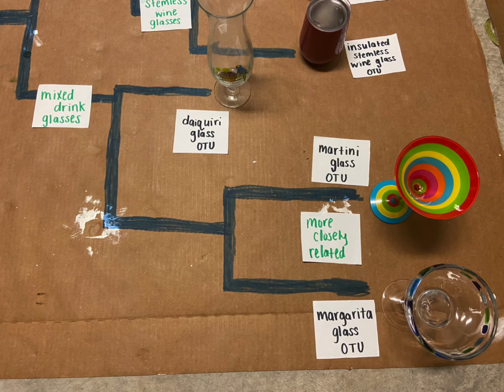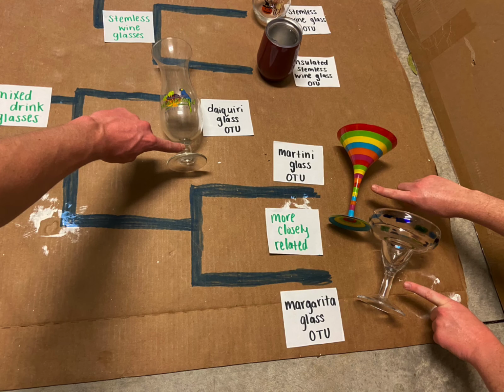Finally, looking at the branch that leads to the three mixed drink glasses, we can see daiquiri glasses branched off and then margarita and martini glasses split. All three of these glasses contain different drinks that are made with different liquors and ingredients. Therefore, I grouped martini and margarita glasses as being more closely related due to their similar glass shape and taller stem lengths than the daiquiri glass.